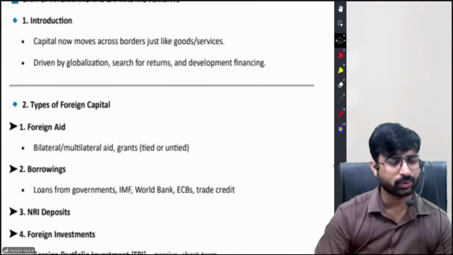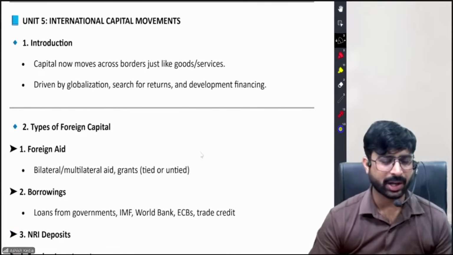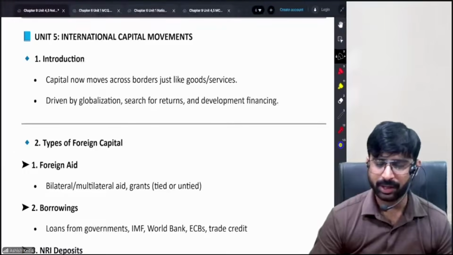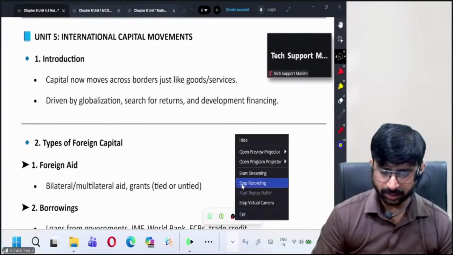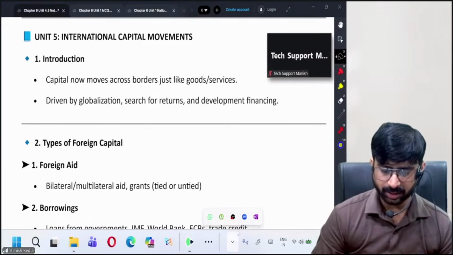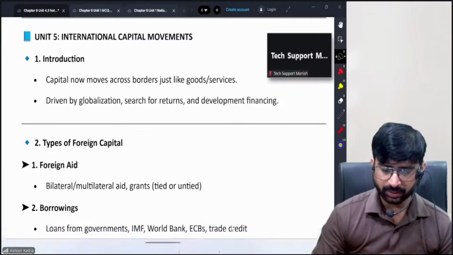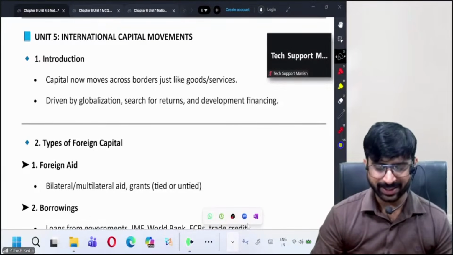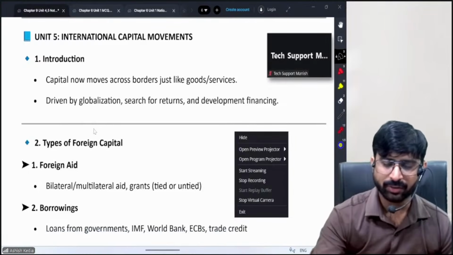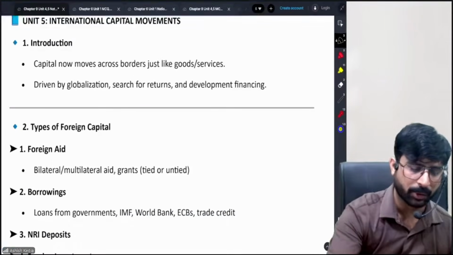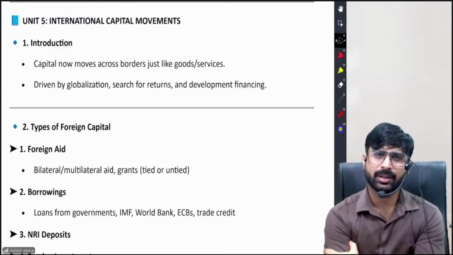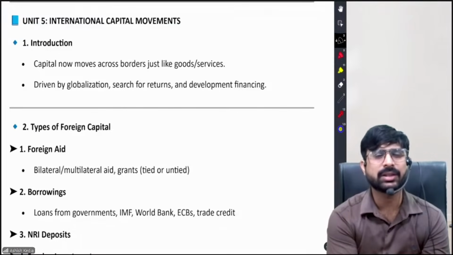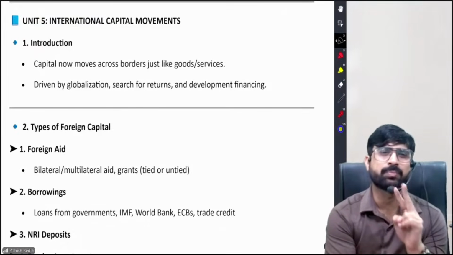Finally, students, we are on to chapter 9, unit 5. The first thing is that in this unit we have to understand a couple of terms, FDI and FPI. There are many terms that we will understand, but these are two important terms.